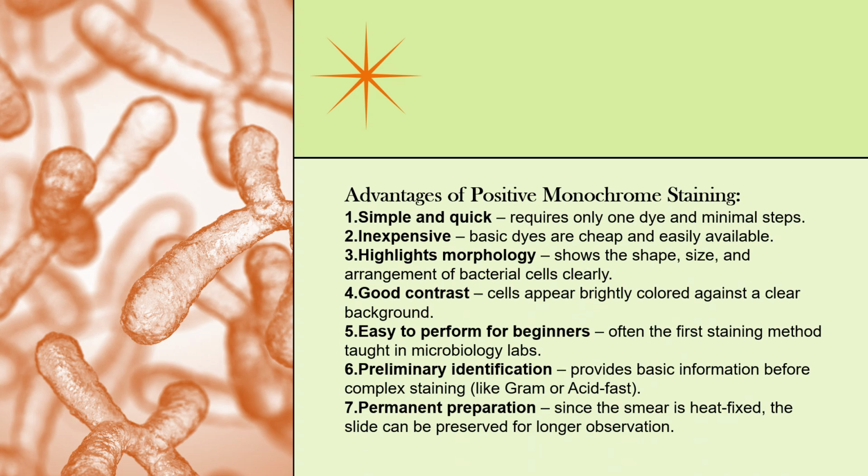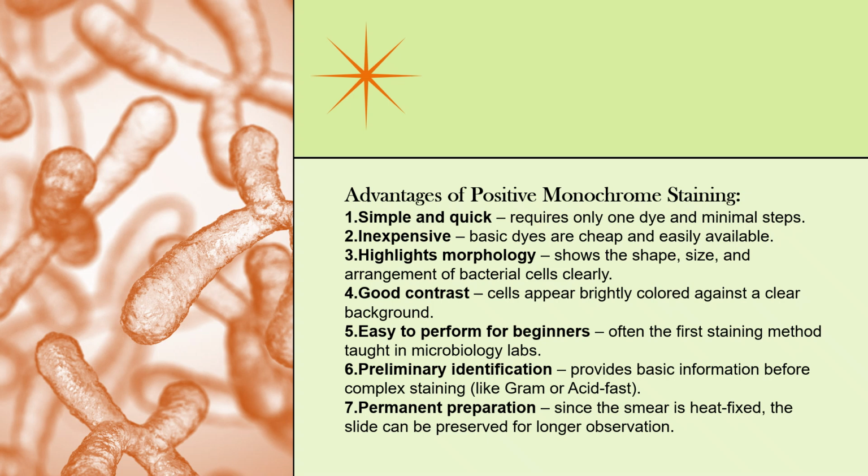Advantages of positive monochrome staining. It is simple and quick. It requires only one dye and minimal steps. It is inexpensive; basic dyes are cheap and easily available. It highlights morphology, showing the shape, size, and arrangement of bacterial cells clearly.